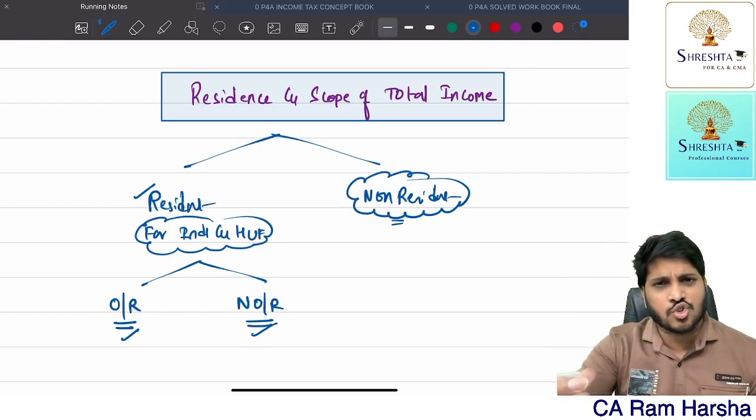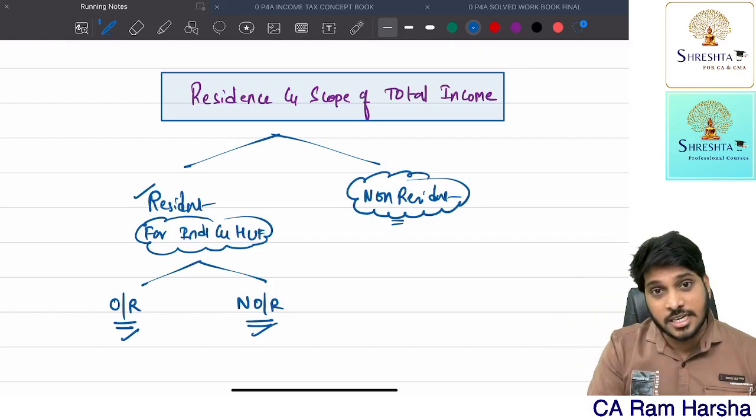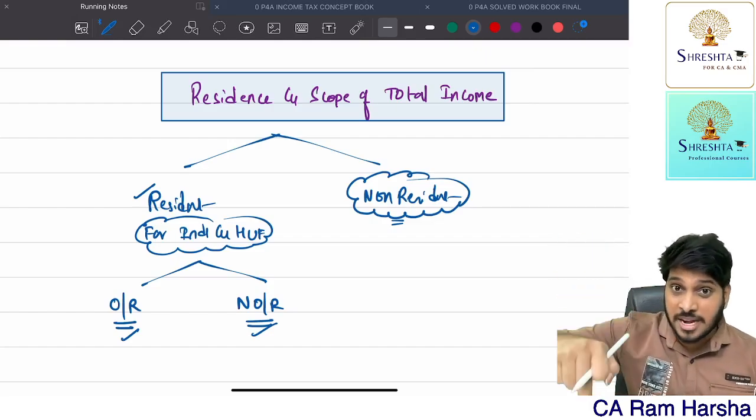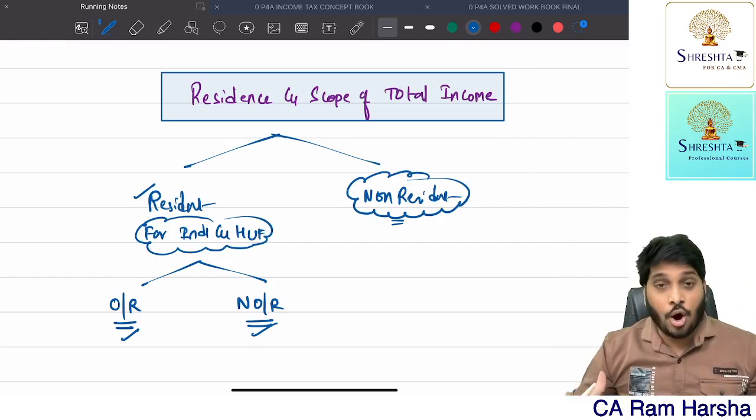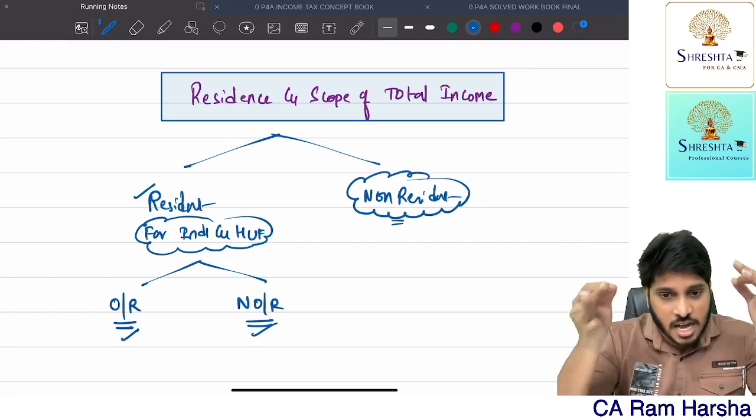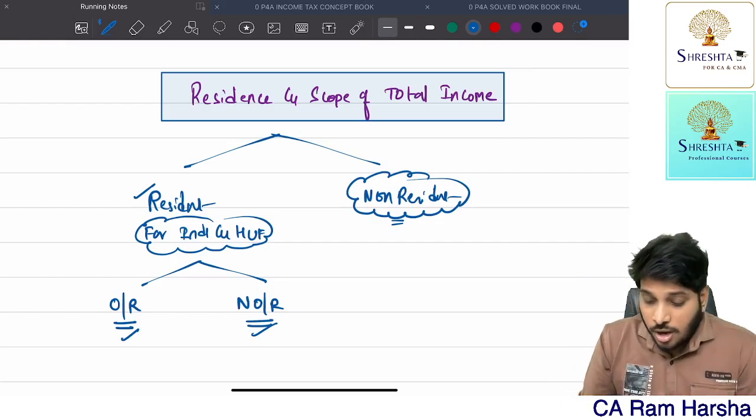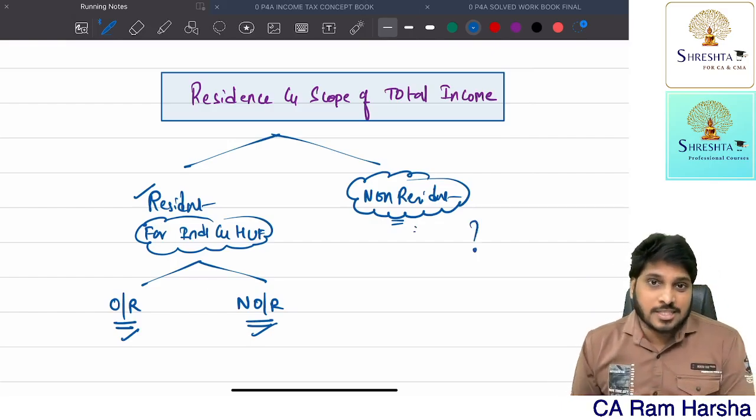Like that, you are earning so many incomes. Even though you are a non-resident, you are earning income from India, the source of income is in India. Obviously, the Indian income tax department will ask for tax on that. So, for a non-resident, what incomes are taxable?